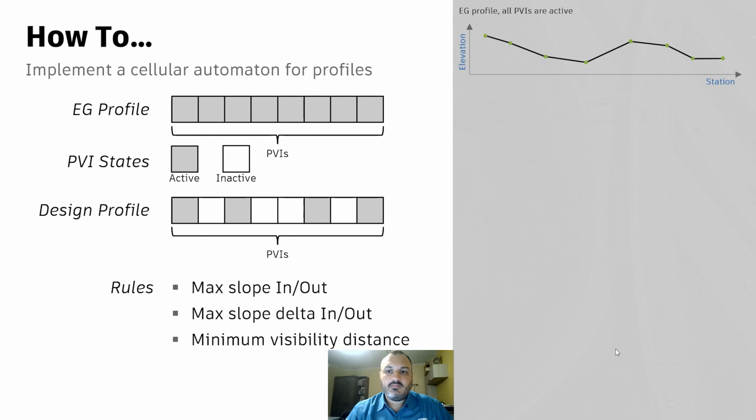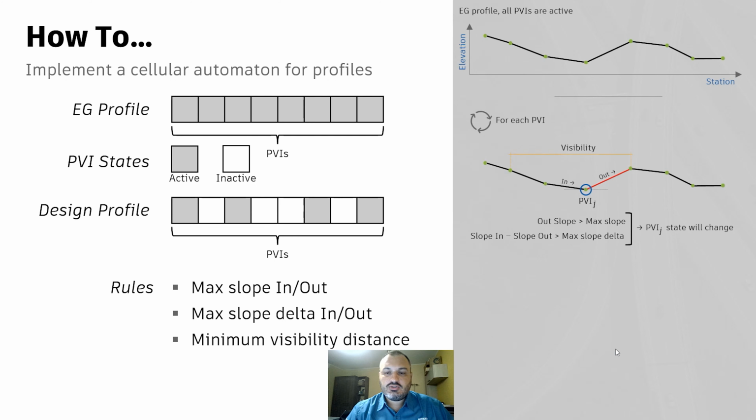Well, that is defined by a set of rules. Here, I just made an example. So for each PVI, you can compute the slope in and the slope out, and you can compare them against some maximum values that you can define by design.